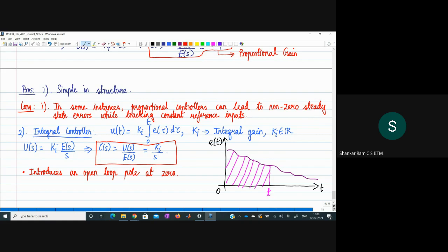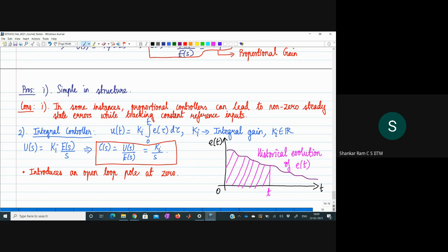One main advantage of the integral controller is that it considers the history of error. When we calculate the integral of the signal e of t, we are taking into account the historical evolution of e of t in the design of the controller. That's also pretty useful, and something we need to keep in mind when designing an integral controller.